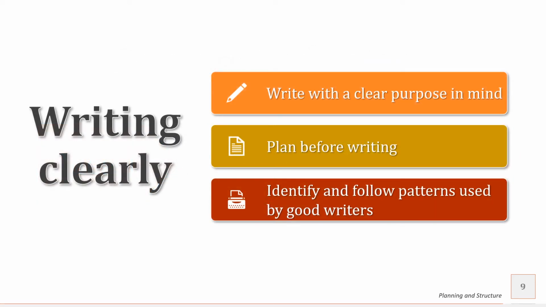Writing clearly. Making clear connections between the ideas in our writing is important because we want the reader to be able to focus on the ideas without getting distracted or confused. In order to create clear connections in our writing, it is important to, number 1, write with a clear purpose in mind. Number 2, plan before writing. And number 3, identify and follow patterns used by good writers. It is very important to do your research.